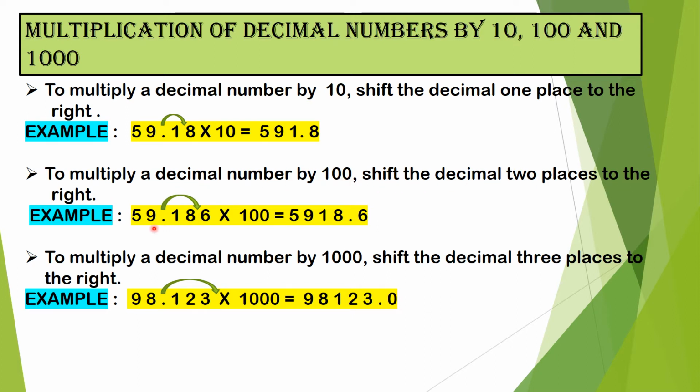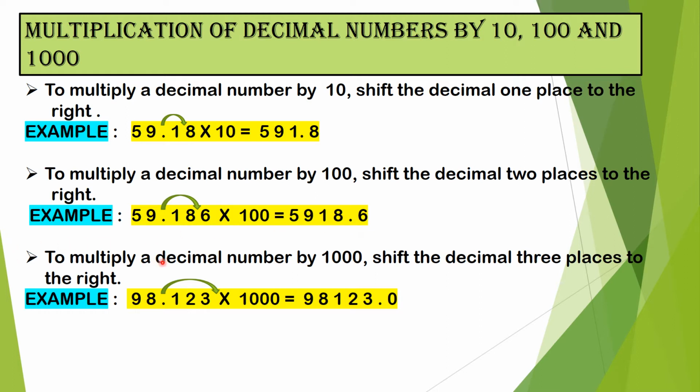To multiply a decimal number by 100, two zeros, so you will shift two places to the right. Now, if the number is 59.186, you are multiplying by 100, so it will be 5918 because you are shifting two places to the right. So, 5918.6 will be the answer.